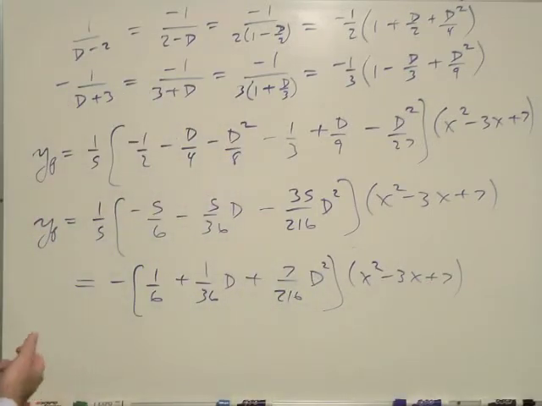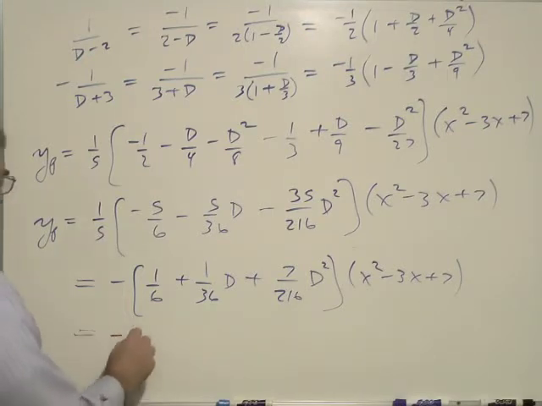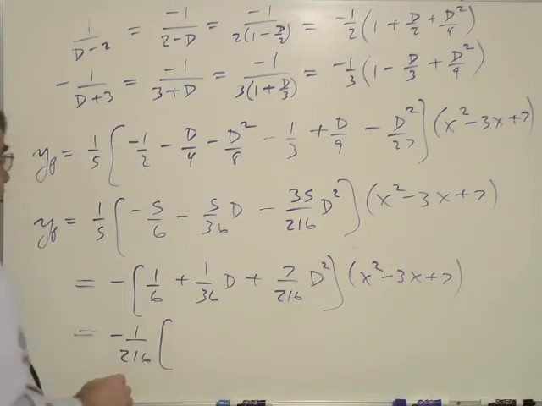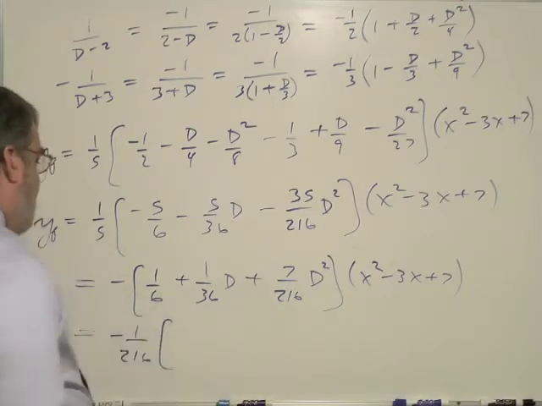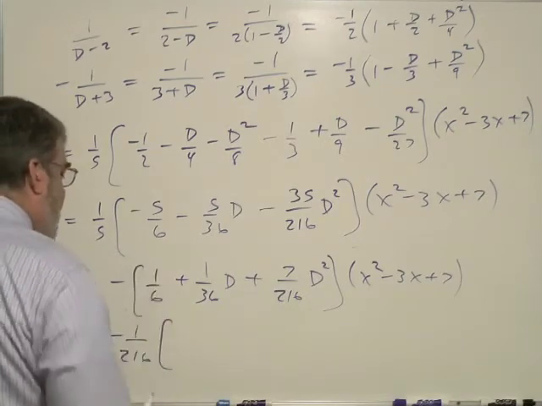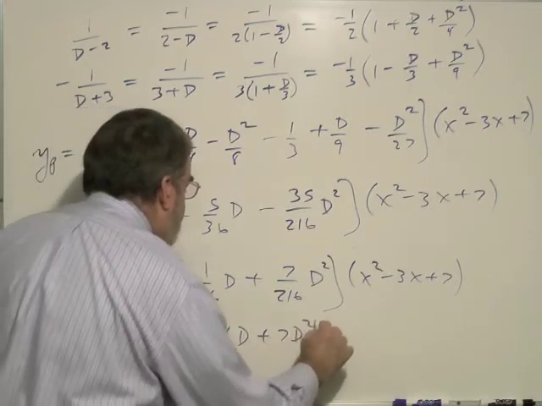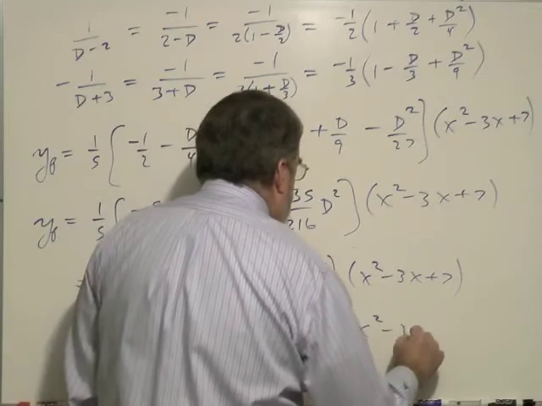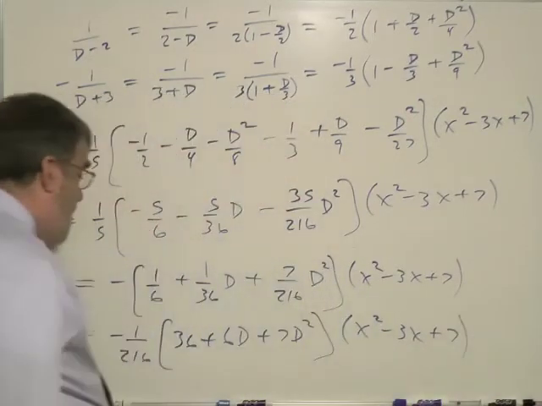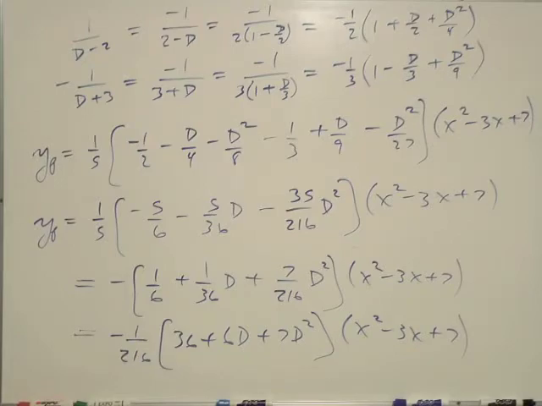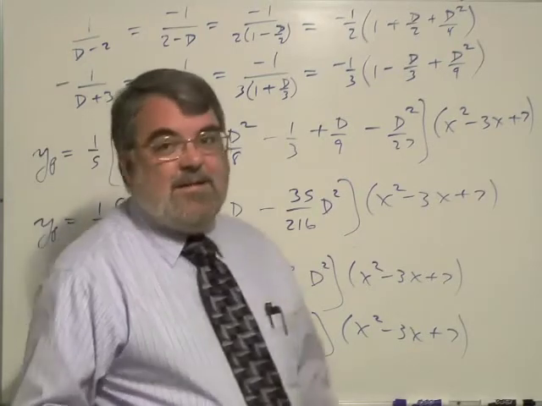Okay, so now what do I do? I'm going to factor out my 216, and let's see here. I factor out minus 1 over 216. It's like multiplying everything by 216 inside. So 216 over 6 is 36 plus 6d plus 7d squared, operates on x squared minus 3x plus 7. Okay, well now is the moment of truth where we do this and see if we can get the answer from the last video.